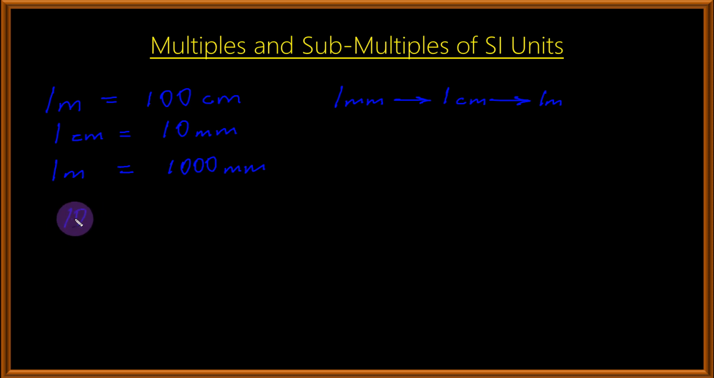If 10 millimeters make 1 centimeter, then 1 millimeter is equal to how many centimeters? At this point, you can do what is popularly referred to as cross multiplication. So you're going to multiply 1 millimeter by 1 centimeter, and then all that, you're going to divide by 10 millimeters.